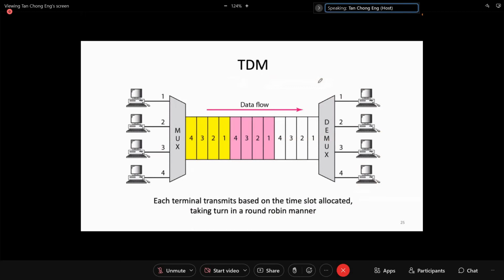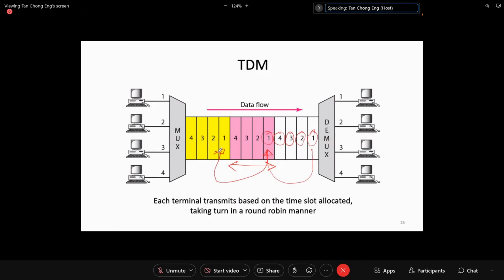Imagine every time there are only 4 users. So this is the first round. This guy sends first, followed by this guy, followed by this guy, and then it repeats again. See? It will repeat again.